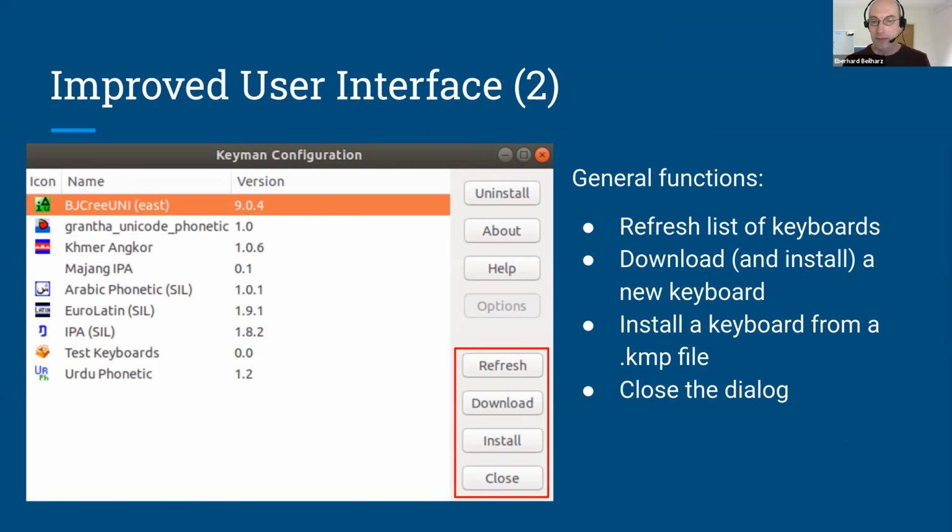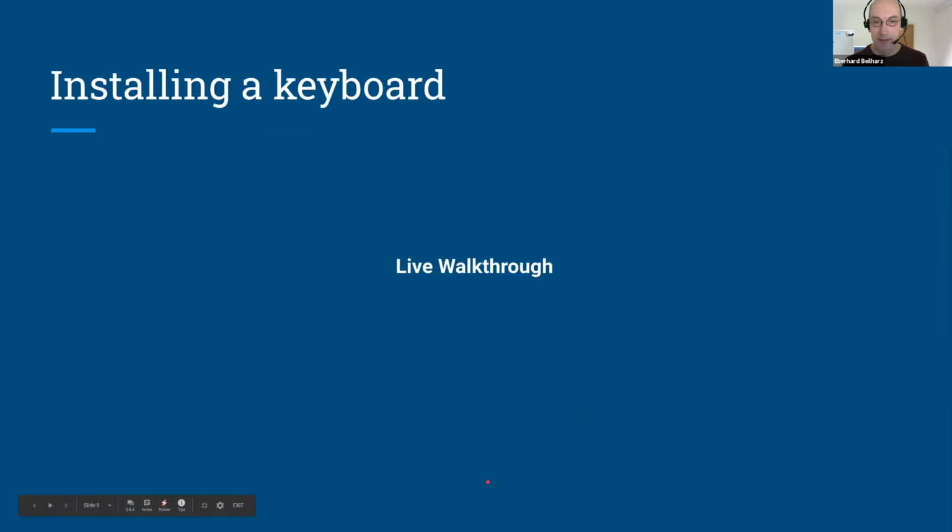So the lower set of buttons here are more general functionality. Refresh just reloads the list of keyboards. Download allows you to search for a keyboard and install it. If you already downloaded a KMP file or copied it from somewhere else, you can use the install button, and that allows you to select a local file and install it, and then close, of course, to exit the dialog.